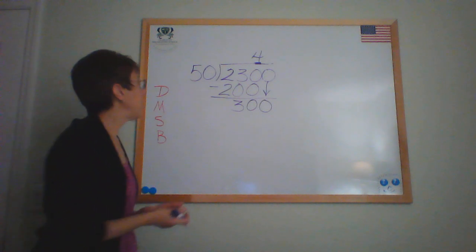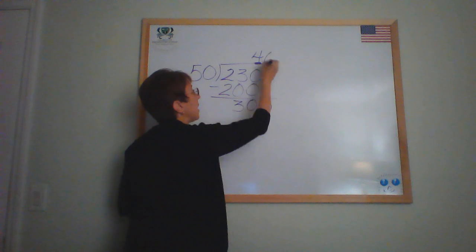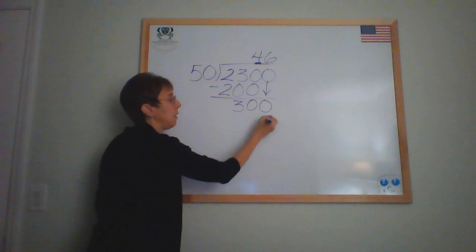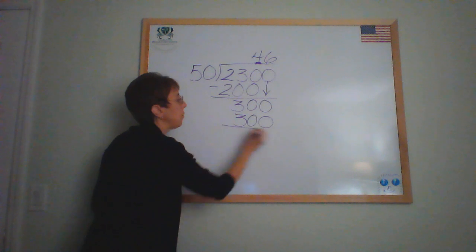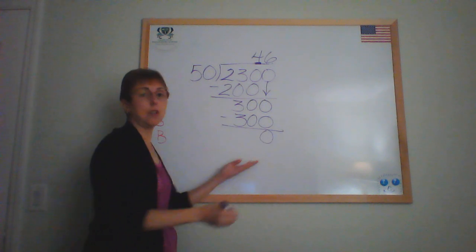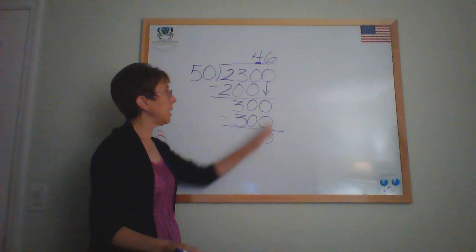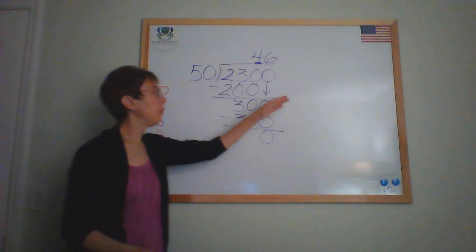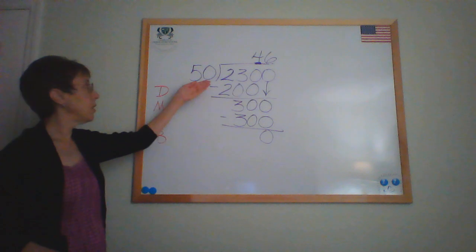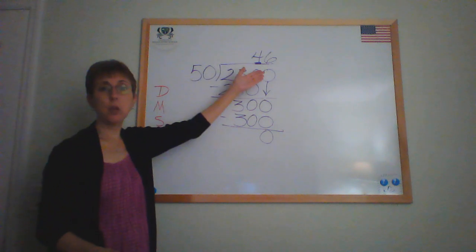So 30 divided by 5 is 6. 6 times 0 is 0. 6 times 5 is 30. 300 minus 300 equals 0. So in this case, no other digit to bring down, no remainder to bring up. So 2,300 divided by 50 equals 46.